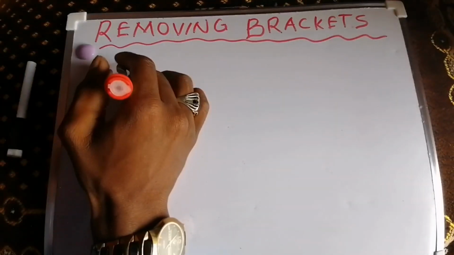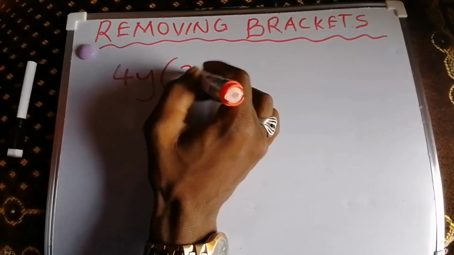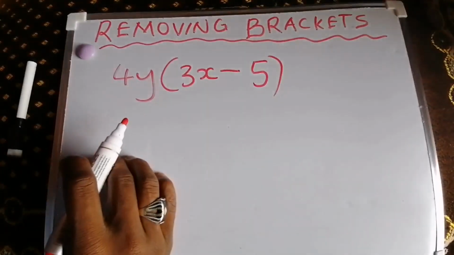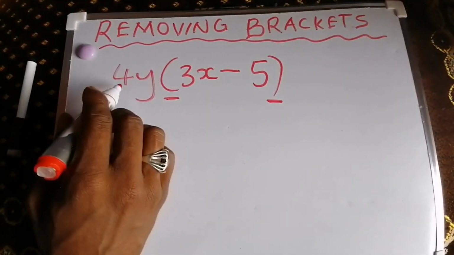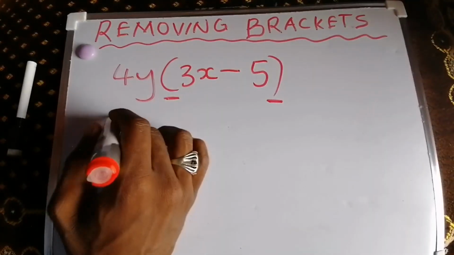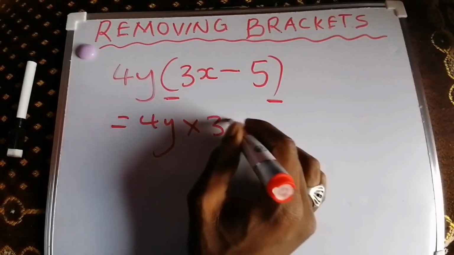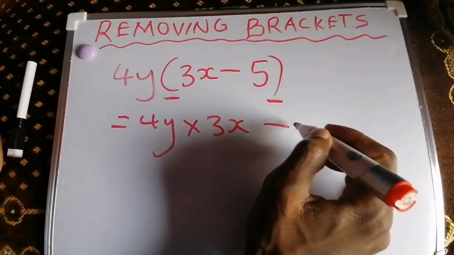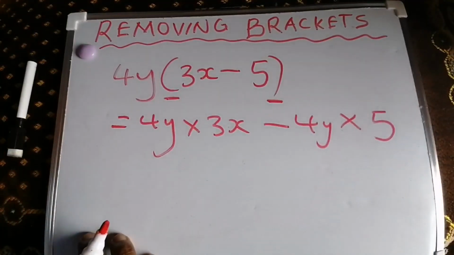So the next we have 4y open bracket 3x minus 5 close bracket. So how are we going to remove these two brackets? So therefore we say 4y times 3x minus 4y times 5.